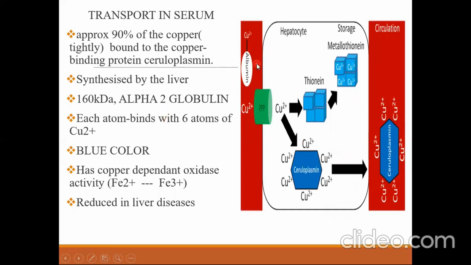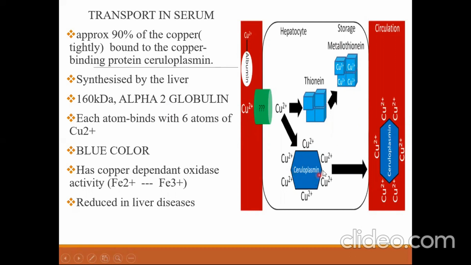From the food, it reaches the duodenum and the ileum. It is absorbed across the lumen into the cytosol of the enterocytes. From the enterocytes, it reaches the portal circulation. From the portal circulation, it reaches the liver and is further distributed across the other organs. So in the serum, how is it present? Approximately 90% of the copper is bound to the copper binding protein called ceruloplasmin.